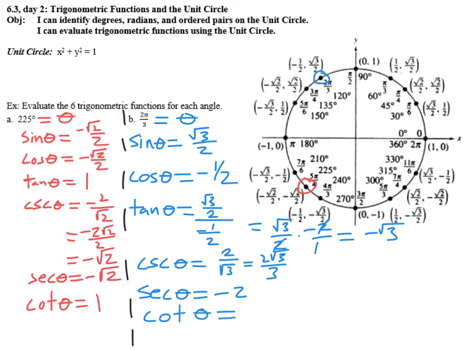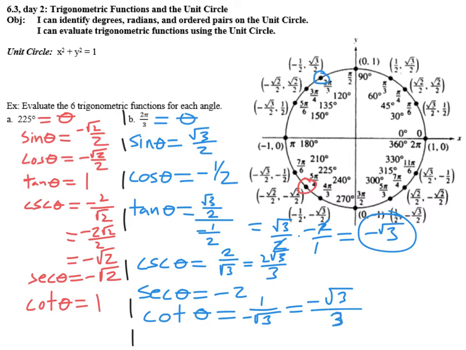Last but not least, cotangent. Couple different approaches I could take. Because tangent's y over x, I could flip it and do x over y, or I could do this, right? I can just take the reciprocal of tangent. I got negative square root 3 over 1 for tangent. I can just flip that. Then rationalize it, and I get negative square root 3 over 3.